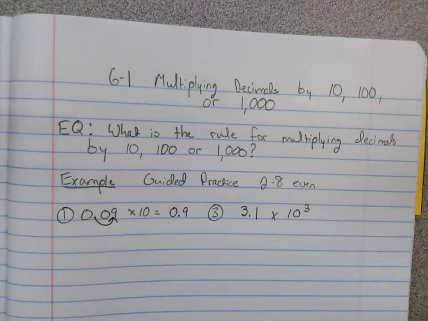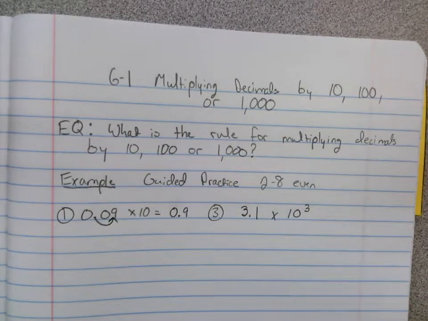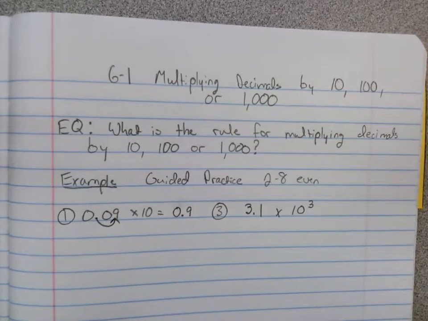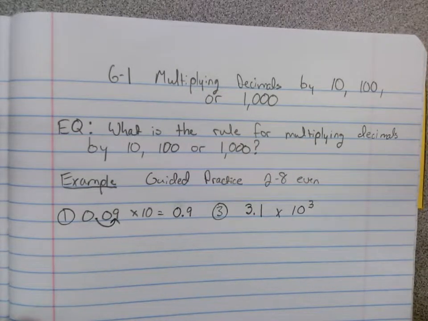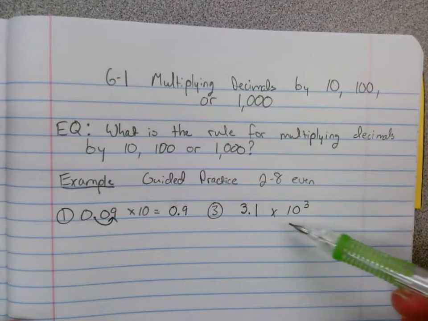If you're not, what I would like you to do is pause the video, get caught up, and then start the video. Now that you're caught up, I want everybody to drop their pencils, and I don't want you to write anything down. I want you to pay attention to the steps that we're going to do. So on number 3, our problem is 3 1/10 times 10 to the 3rd power.